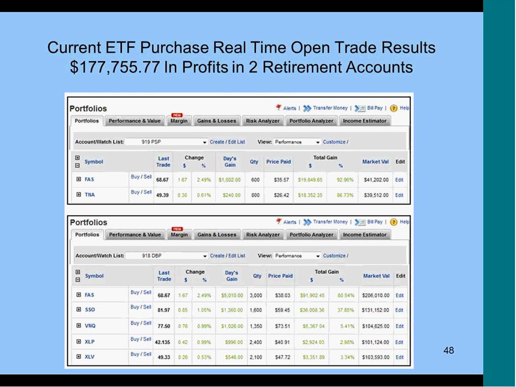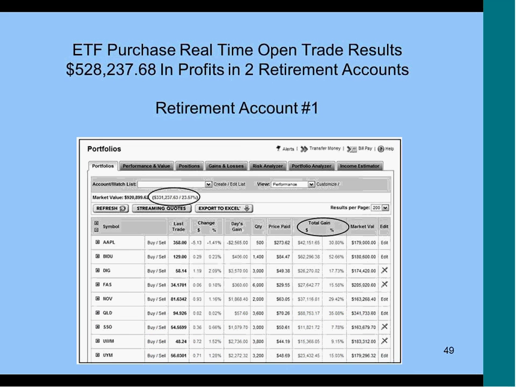And I took a snapshot yesterday of my current profits in 2 of my retirement accounts for my ETF purchases. And I used the major trend system to purchase these ETFs. So I have about $177,000 in open trade profits in these 2 retirement accounts.